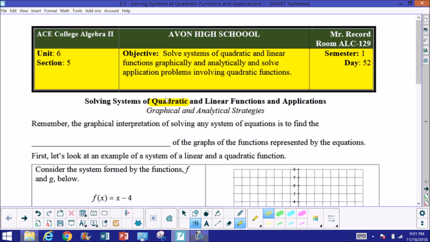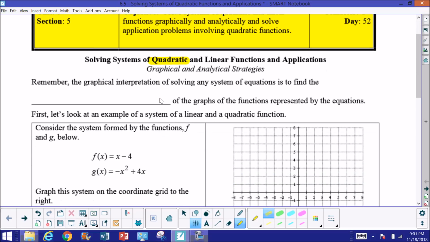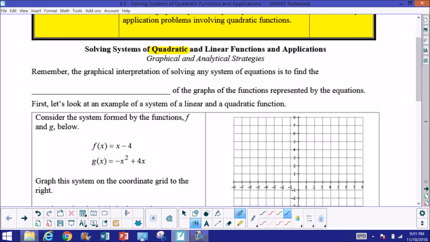So we're going to go ahead and take a look at an example here, but prior to that, I want to address a very important question. The underlying premise of this idea, located right here, it says, remember that the graphical interpretation of solving any system of equations, no matter what kind of equations you have, is to find the blank of the graphs of the functions represented by the equations. So if you think about that for a second, I'll clue you in on the answer. And the answer is to find the intersection or intersection points of the graphs.